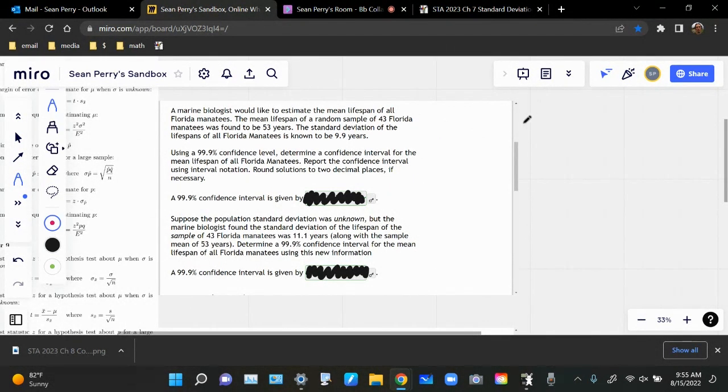So right off the bat, we can extract some of the information from this. The random sample was taken, and it was of 43 manatees. The mean has been given as 53, and the standard deviation that has been given is that of all Florida manatees, so it is sigma for the population, 9.9. They give us a confidence level of 99.9%, and they want us to give them back a confidence interval with these particular parameters and statistics. The next one they'll look at will have an unknown population standard deviation and a known sample standard deviation, but we'll look at that in just a moment.